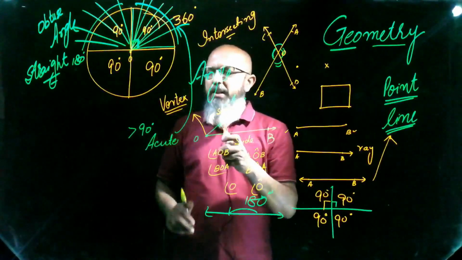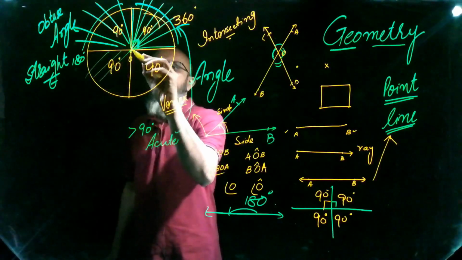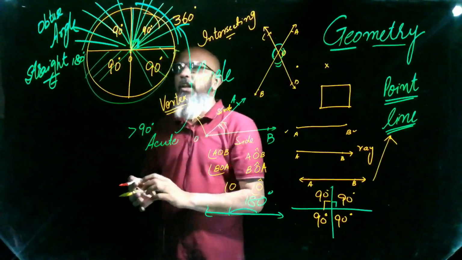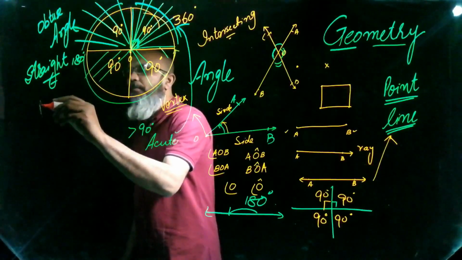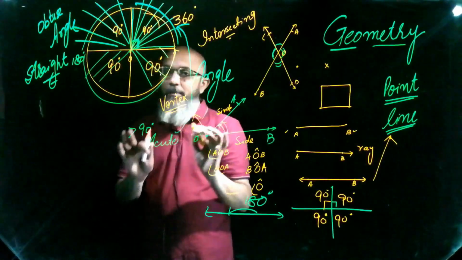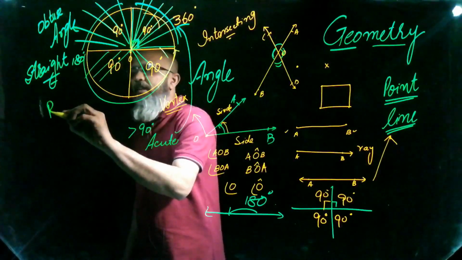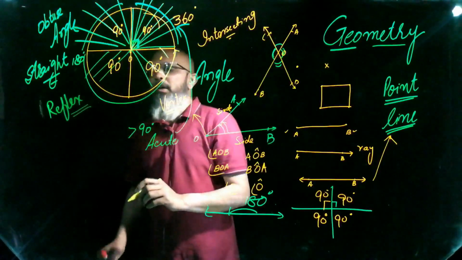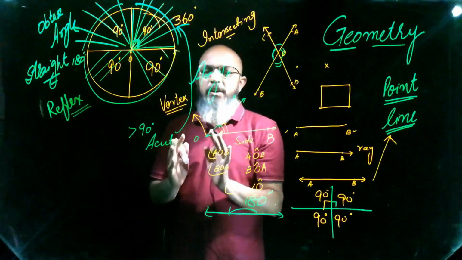Reflex angle means the angle is greater than 180 from here and less than 360. The marker is not working. Okay, it's not a marker, it's a highlighter. So I write the other one, that is reflex angle. A reflex angle is an angle that is more than 180 but less than 360.